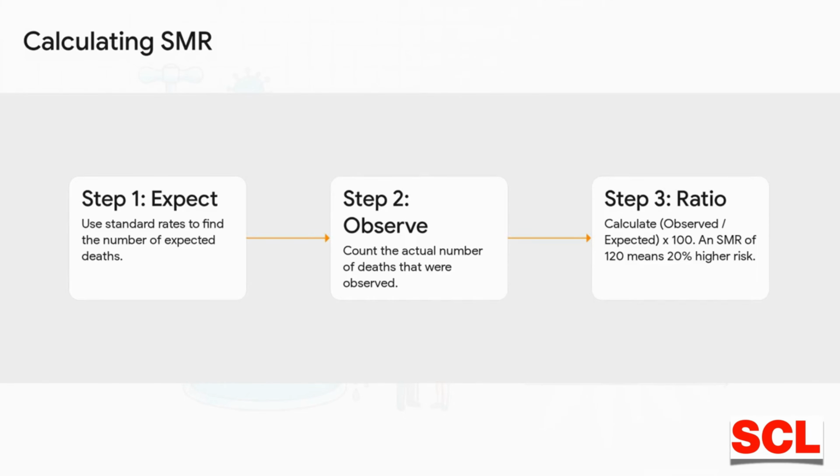One really practical tool for this is called the Standardized Mortality Ratio, or SMR. It's often used to see if a specific group, like workers in a certain factory, are at a higher risk. And it's basically a three-step check.